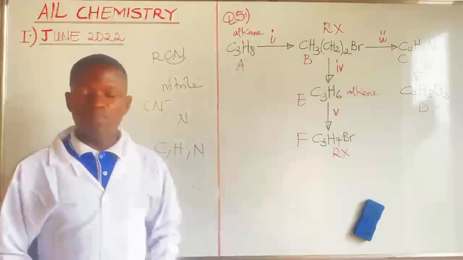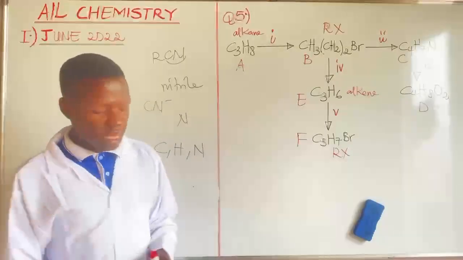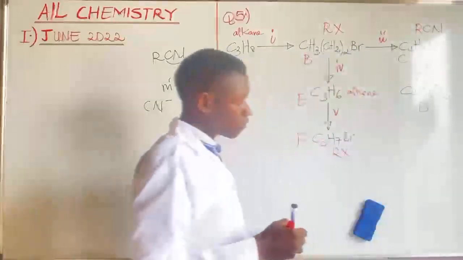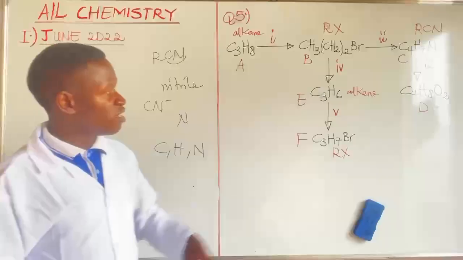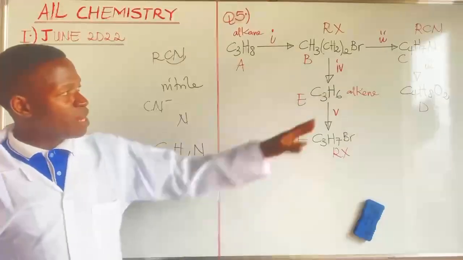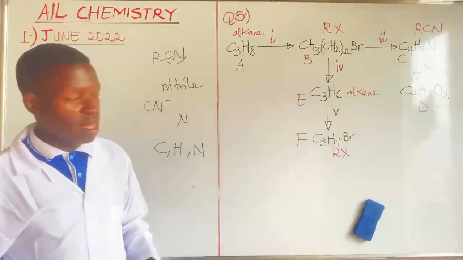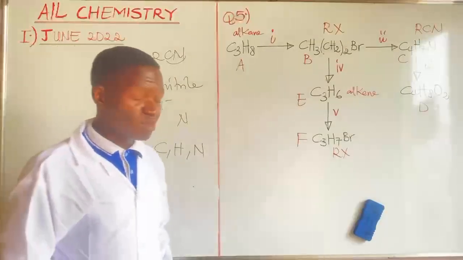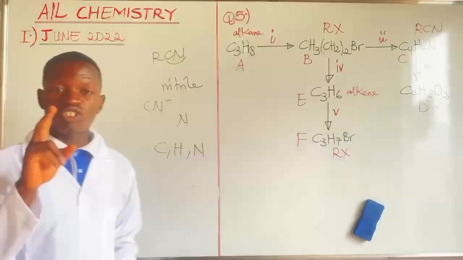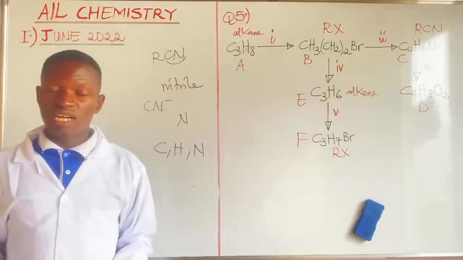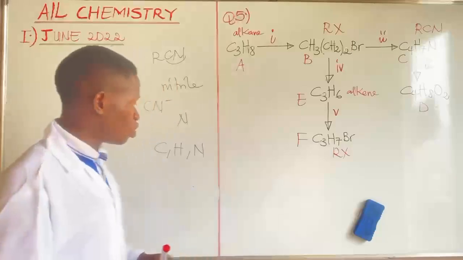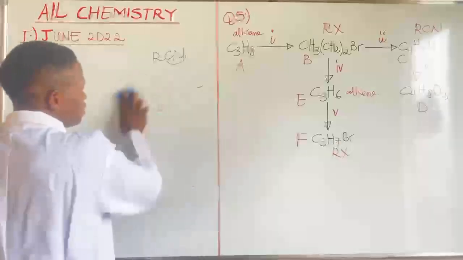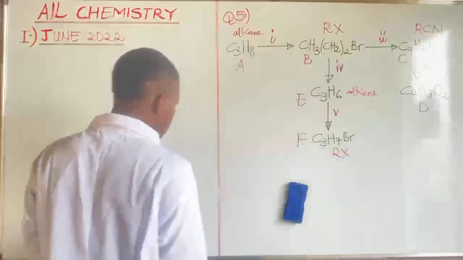So compound C actually is a nitrile. And what's compound D? The main peculiarity there is that it has 2 oxygen atoms. In organic chemistry, there are just 2 homologous series that generally have 2 oxygen atoms. Those are the carboxylic acids and the esters.